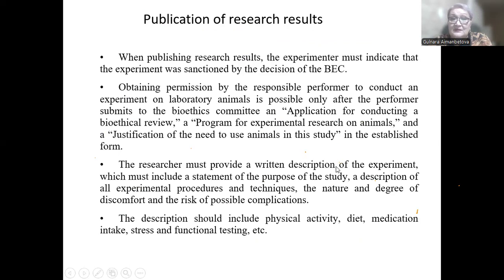The researcher must provide a written description of the experiment, which must include a statement of the purpose of the study, a description of all experimental procedures and techniques, the nature and degree of discomfort, and the risk of possible complications. The description should include physical activity, diet, medical intake, stress, and functional testing.